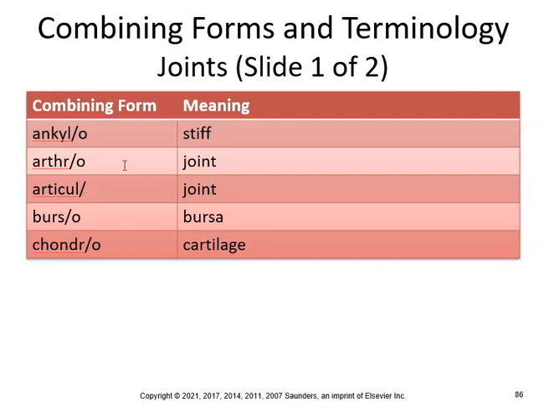Arthro is joint, so if you have arthritis, that would be inflammation of the joint. And there's different kinds of arthritis. You have osteoarthritis and rheumatoid arthritis. Rheumatoid arthritis is congenital, whereas osteoarthritis is just wear and tear, which a lot of you will get as you get older.